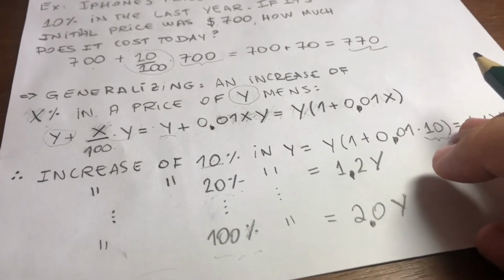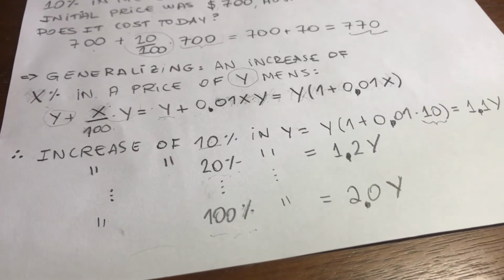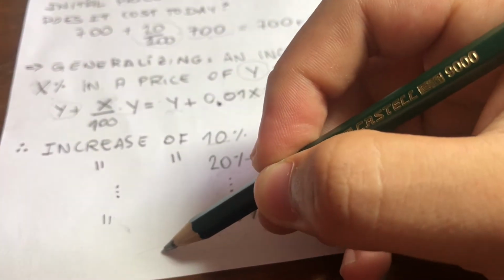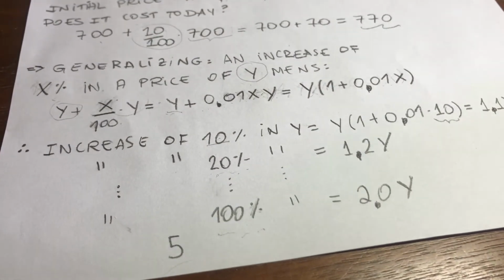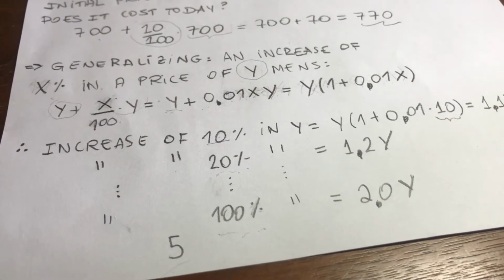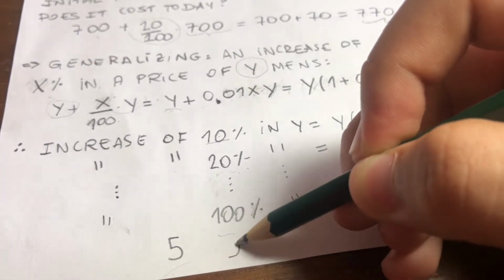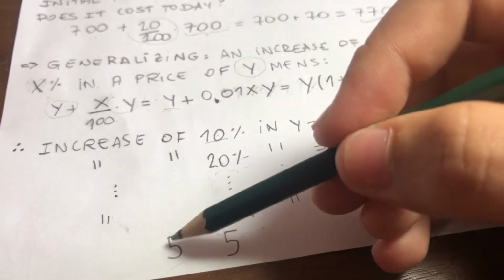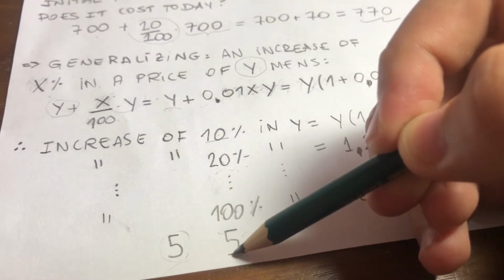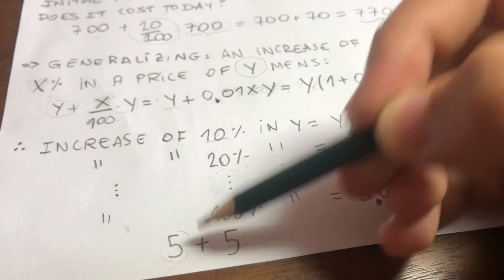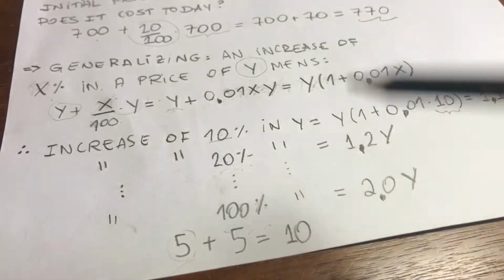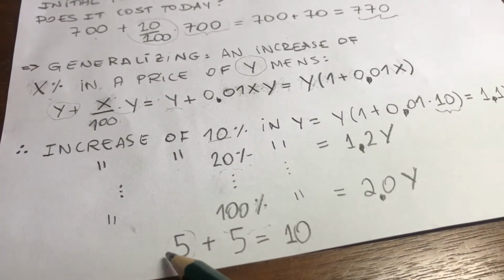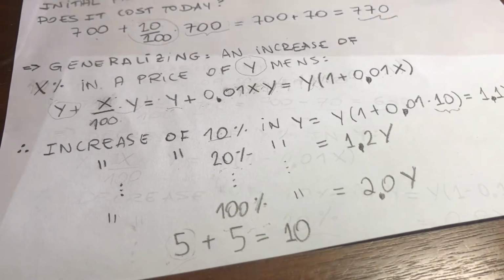And this is super easy because let's assume that you have $5. What is 100% of $5? It's $5 again. So if I have an increase of 100% in $5, I'm going to have $10. And this is just 2 multiplying $5.